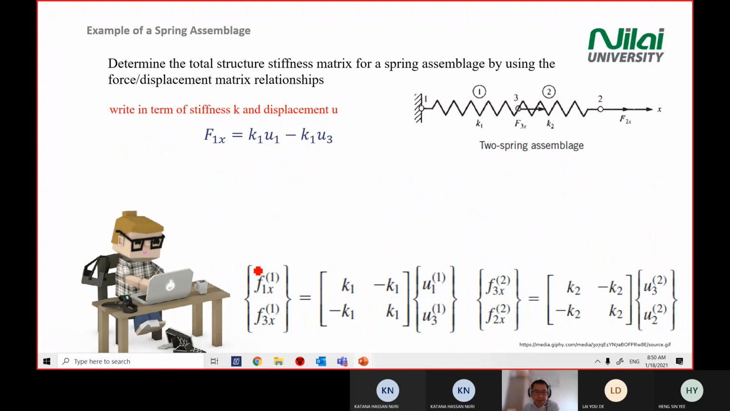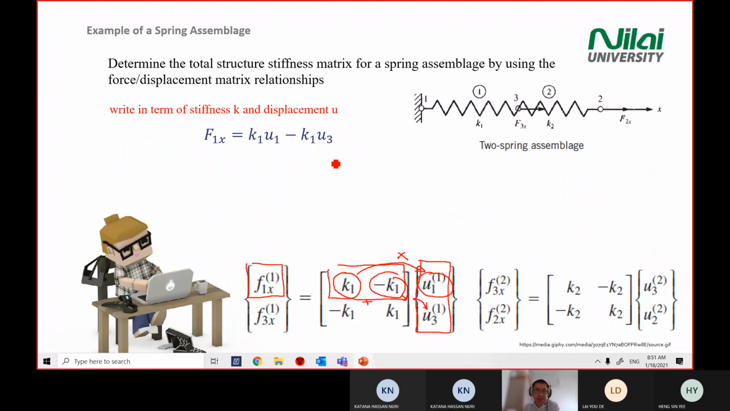How do you get this one? For F1x1, right? How do you get this equation? Again, recall what you learned in matrix. You take this one, K, times this one. This is the first set. Plus this one times this one. Okay, that's why you get this first equation. What you do is you take the first row of the matrix times the first column of the matrix, and you get this equation.